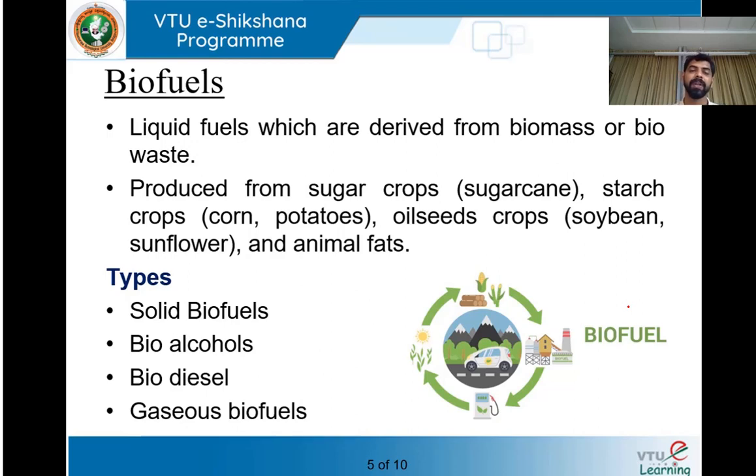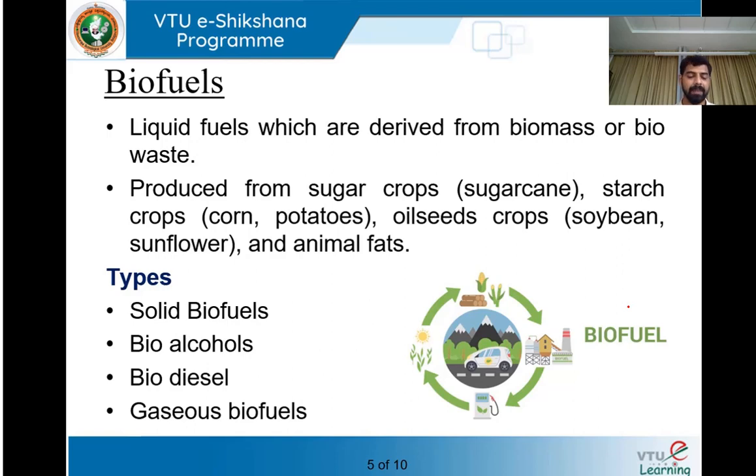Here also we cannot run an engine 100% on biodiesel. There are certain blends, and research is still going on to find the maximum percentage of biodiesel blend which we can use. So these are all nothing but alternates to our petrol and diesel: the bioalcohol and the biodiesels are the alternates to our regular petrol and diesel.